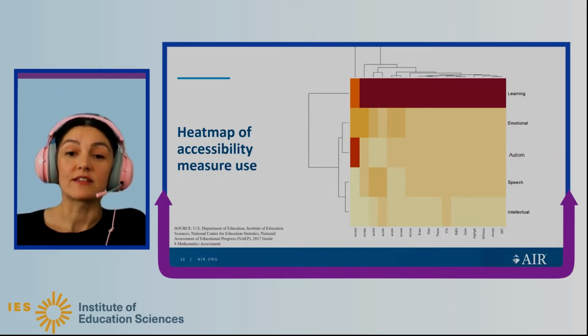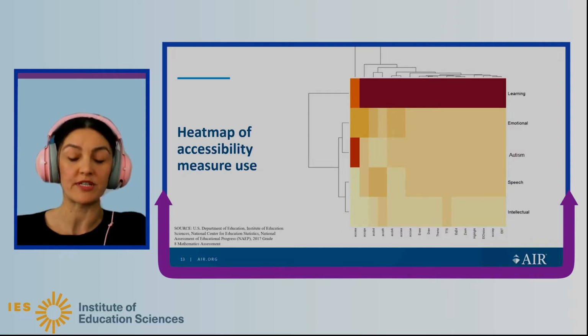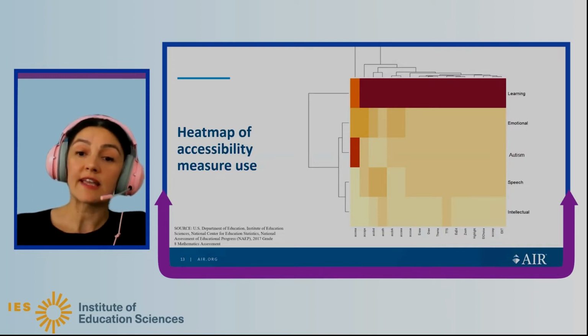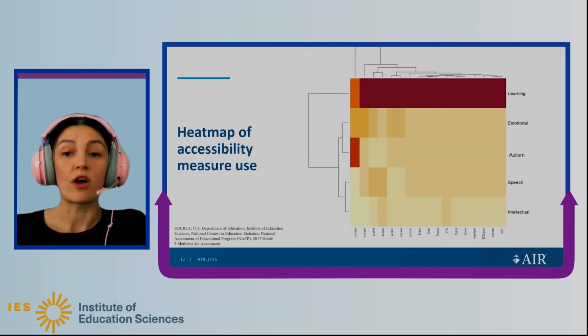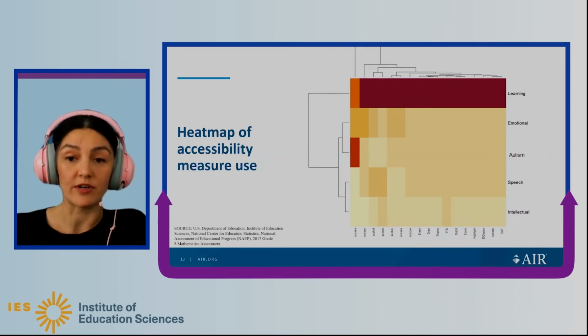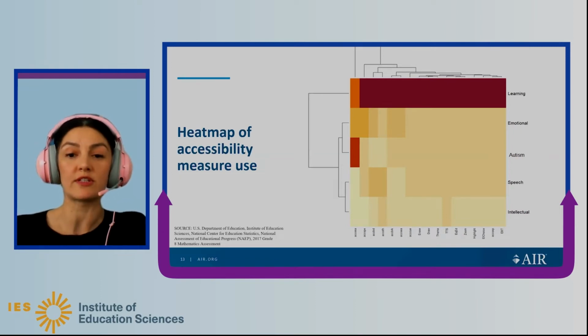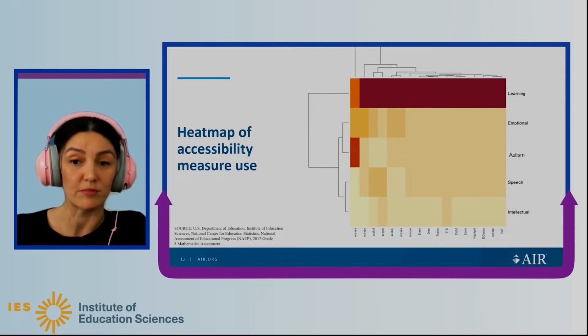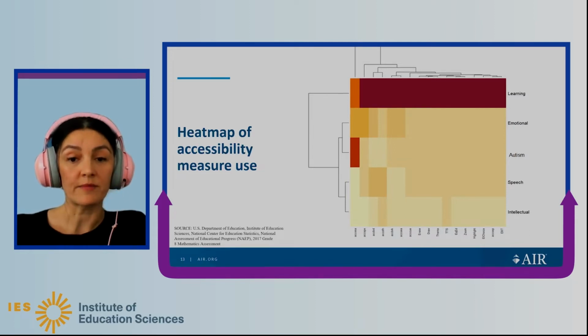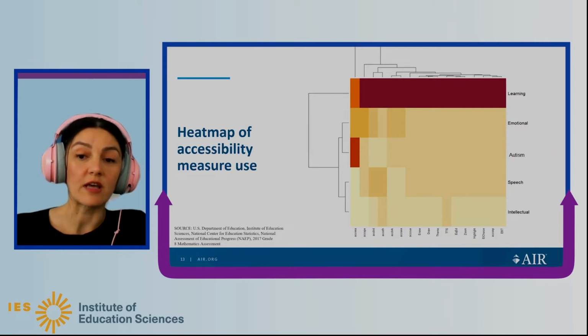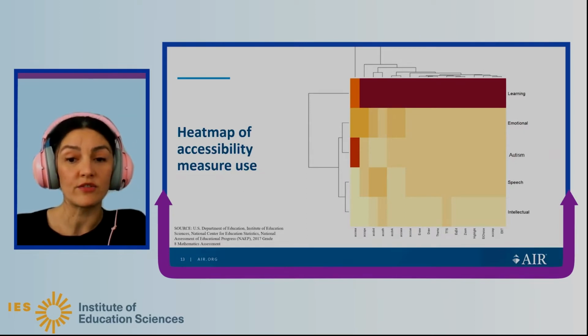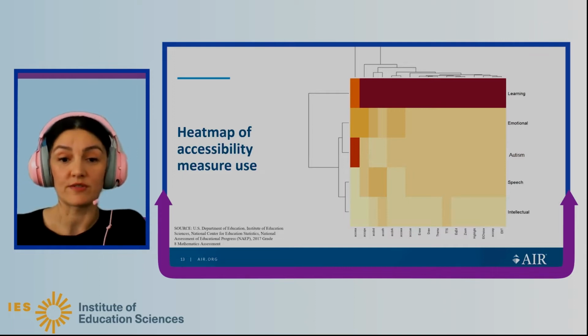First one is that students with learning disability use all accessibility features heavily in comparison to other groups, as reflected by red color across all features. Second, students in emotional, autism, and speech disability groups have similar use of universal design features and extended time use. Third, students in the intellectual disability group differ in their use of universal design features, except text-to-speech use.